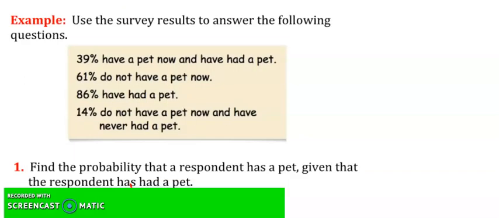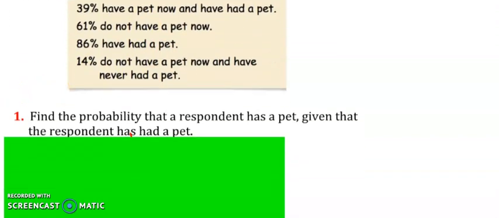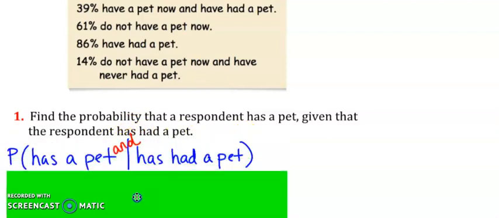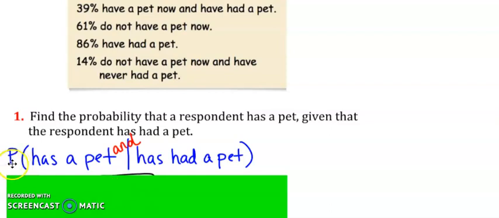So let's see an example, shall we? If you need to pause this to jot things down, please feel free. So here we have survey results about folks who either currently have pets or maybe they've had a pet in the past or they've never had a pet. You can read up here. Problem 1 is saying, what is the probability that a respondent has had a pet given that they have had a pet? So here it might be easiest if we write it first in our conditional probability notation. So what is the probability they have a pet given that they have had a pet in the past?